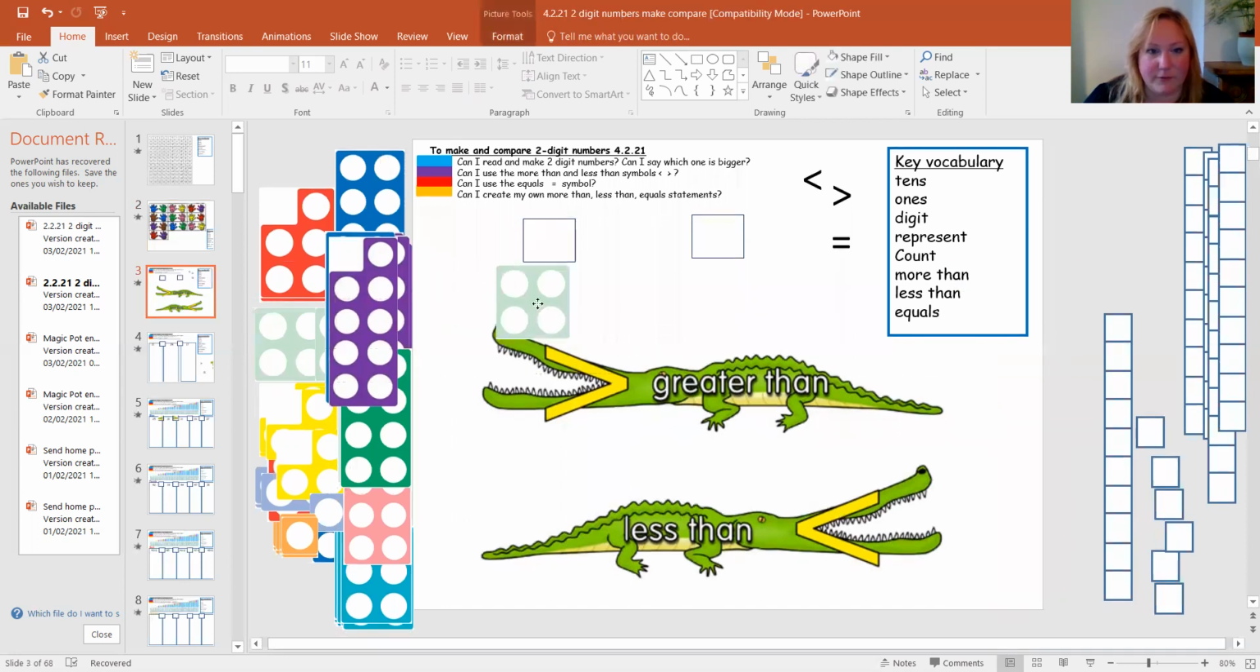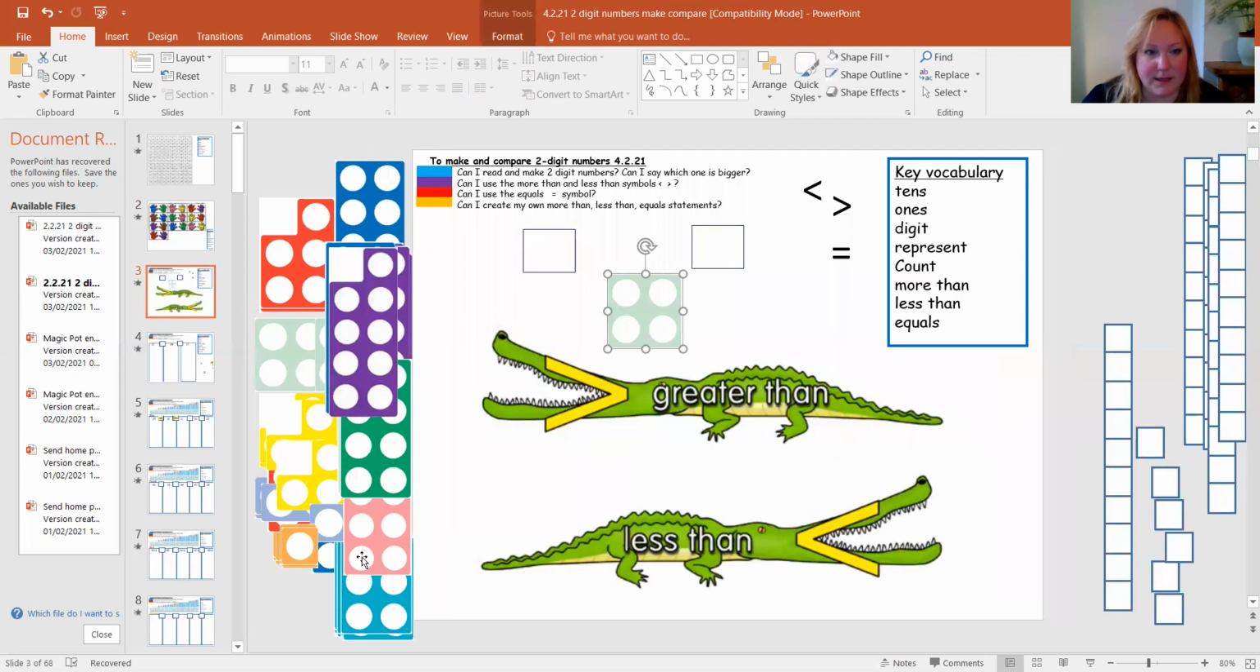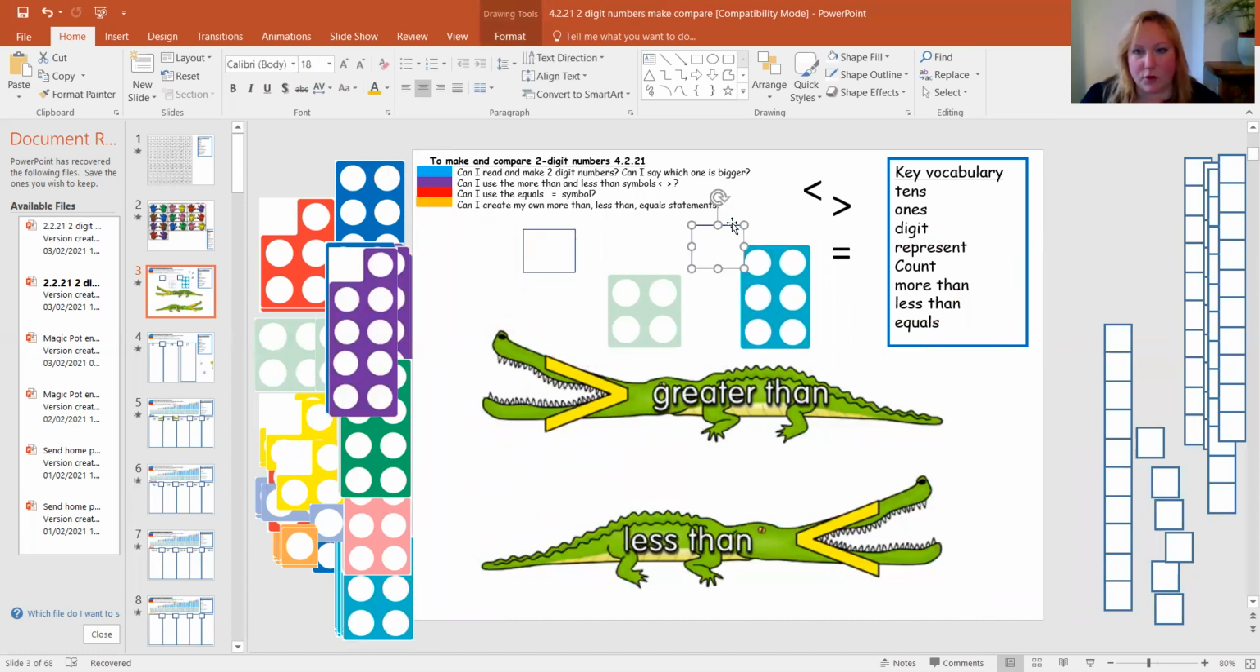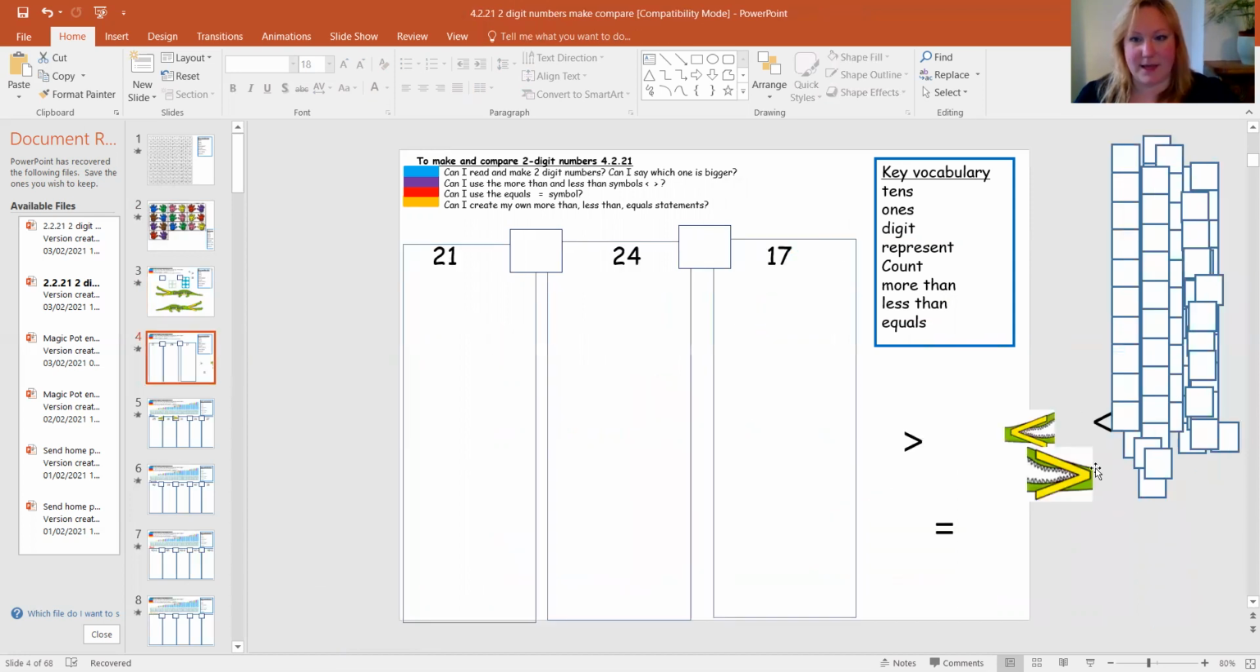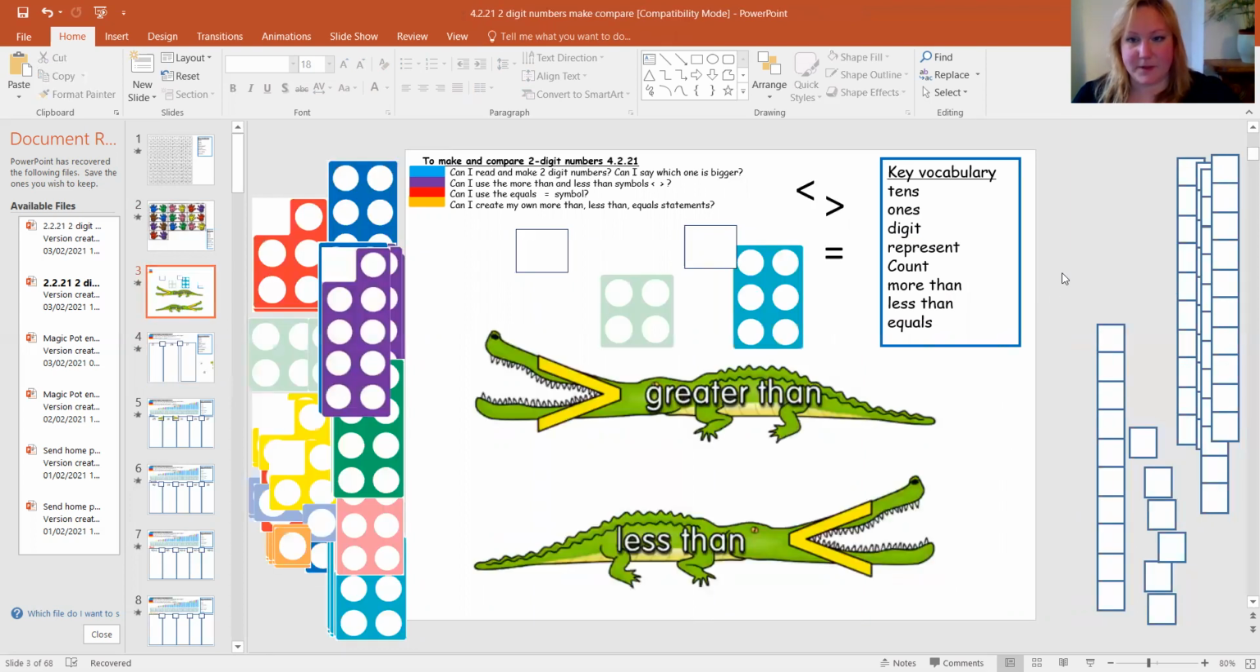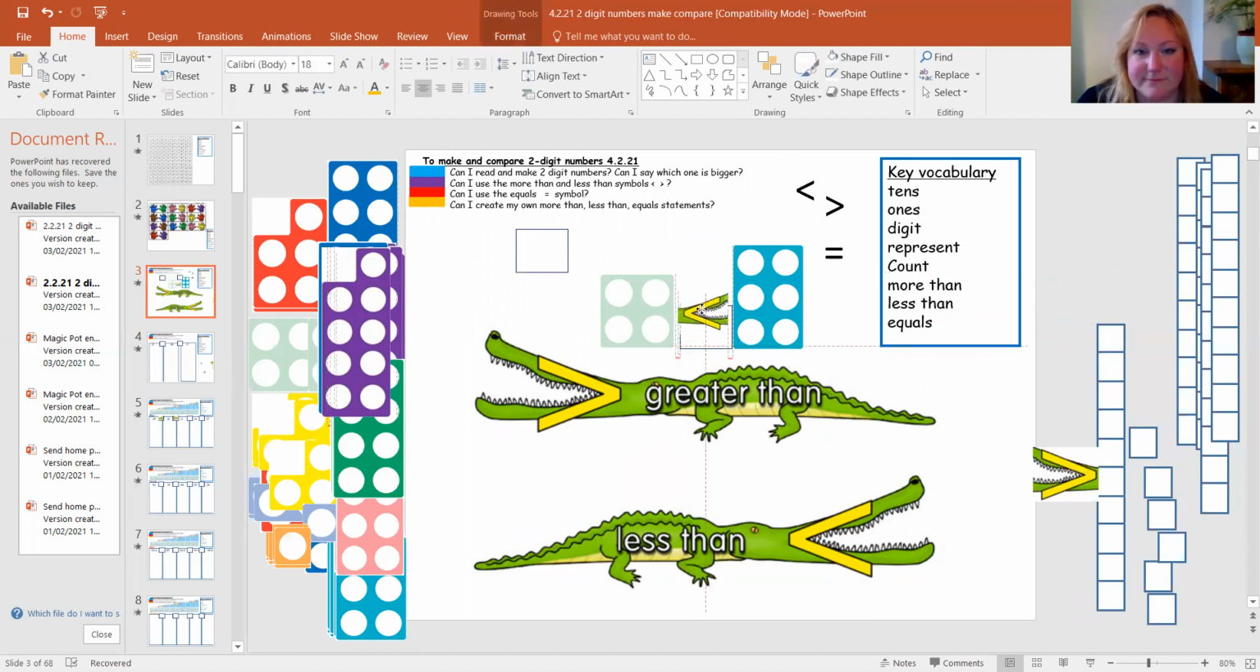So if I had 4 and I had 6, which of these numbers would the crocodile want to eat, the 4 or the 6? Yeah, the 6, because 6 is more than 4. And because 6 is more than 4, the crocodile would want to eat the 6. Fantastic. That means that 4 is less than 6.